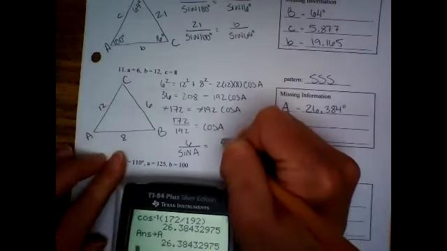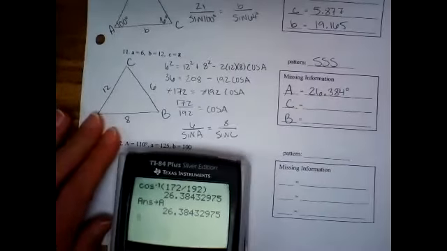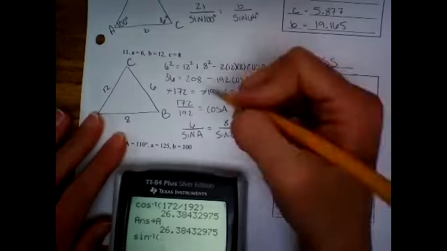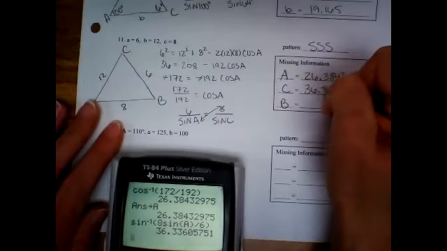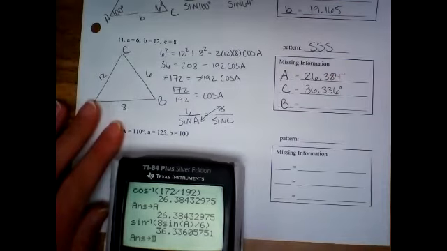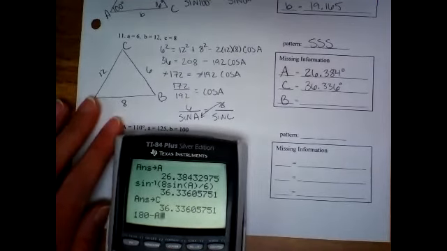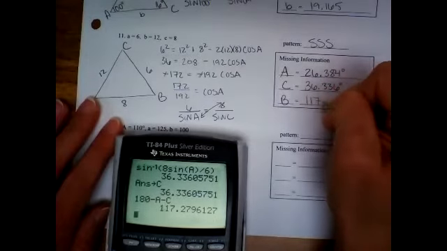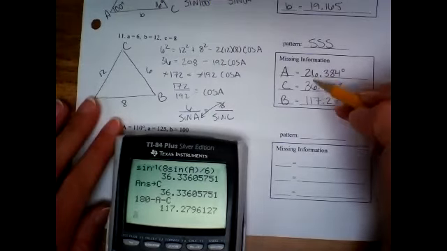All right, equals 8 over sine of C. So again, since we're looking for the angle, we're going to hit second sine and then cross multiply and divide. So 8 sine of A divided by 6. Store that as C. And then to get the last one, you're just going to do 180 minus the other two. And a way you can check your work is these should be in order, smallest to biggest.